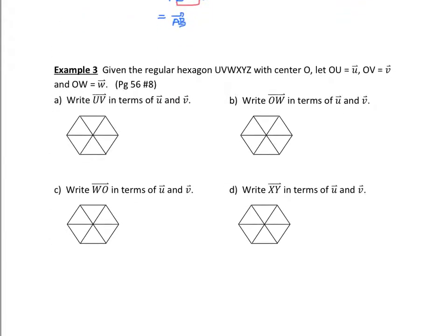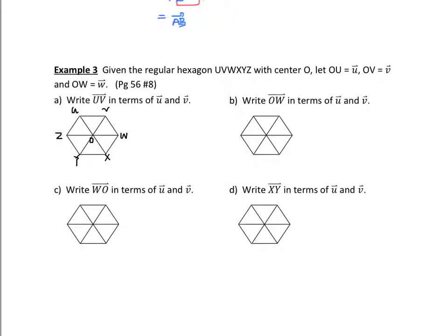Okay, your next example says, given the regular hexagon UVWXYZ with center O, let OU be vector u, OV be vector v, and OW be vector w. This is also a question out of your workbook. And once again, the labels are not written here, so we will add them in. I believe the labels start at the top here. So U, V, W, X, Y, Z, and you have O in the center.